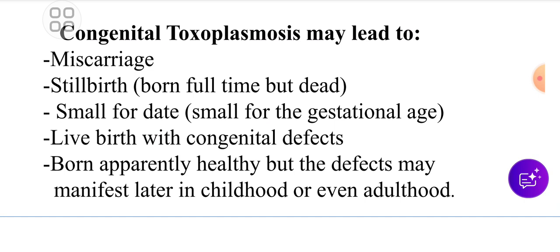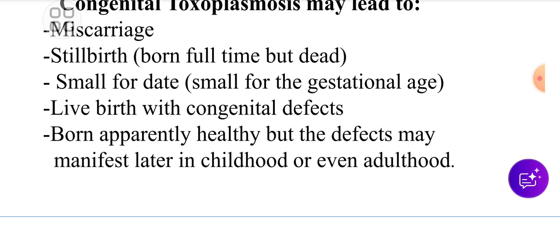Congenital toxoplasmosis may lead to miscarriage, that is a loss of early pregnancy, stillbirth, born full-term but dead, or the newborn will be small for the gestational age, that is to say the duration of pregnancy, live birth with congenital defect, and also can be born apparently healthy, but the defects may manifest later in childhood or even adulthood.